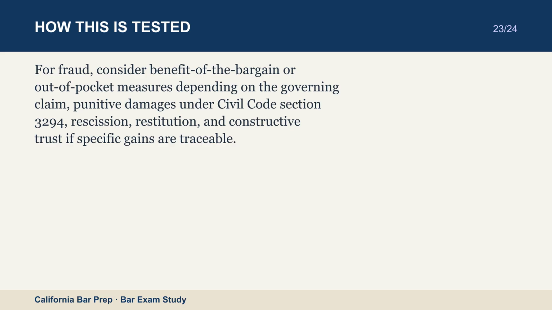Conclude by preventing double recovery. A polished remedies essay says, plaintiff may seek these remedies in the alternative, but final judgment should award only one satisfaction for the same harm.